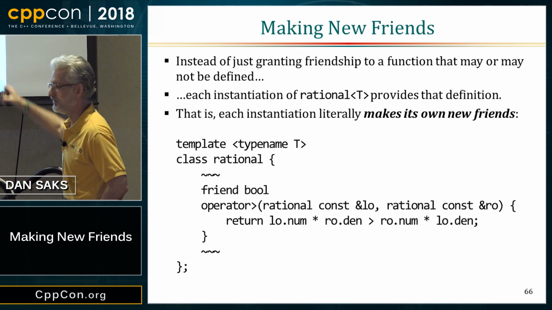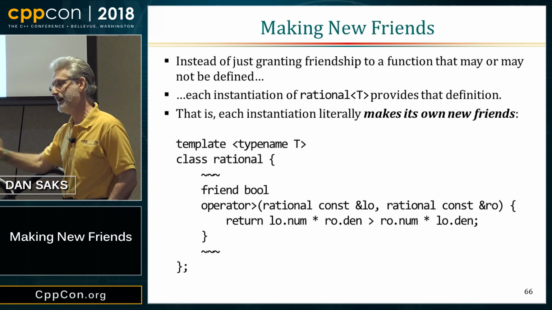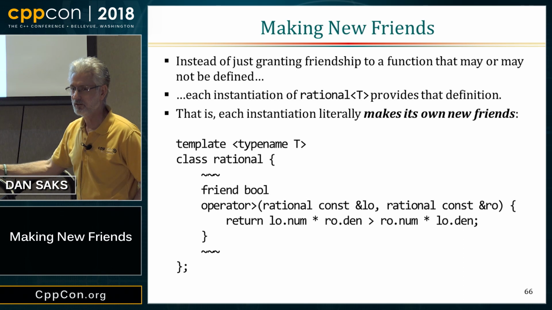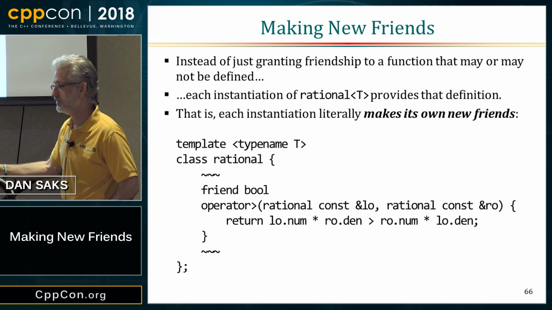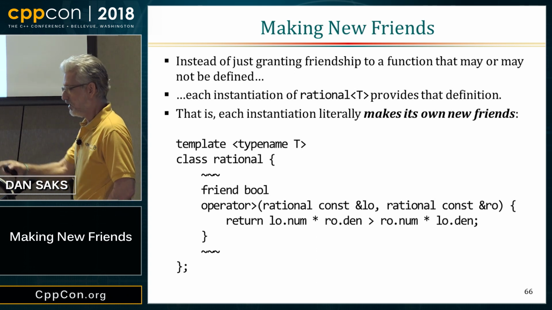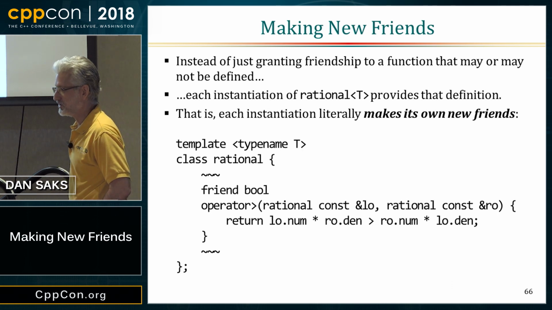But by putting the definition in the class, you not only get the granting of friendship, but you get the manufacturing of the function that you want to grant friendship to. And if you want to provide a definition, then you need to write this operator outside of the class, and then it should be. Well, actually, hold that thought. I have some examples that I think will address your concern.